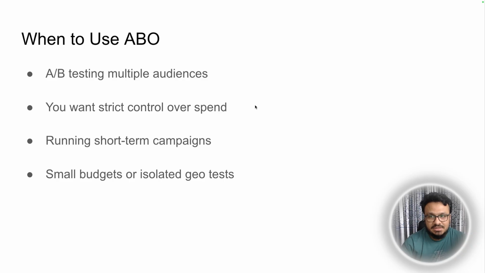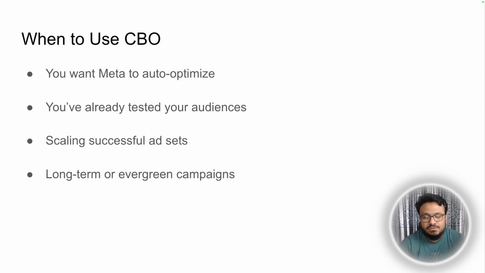If you're testing your audience, always go with ABO, because if you don't allocate the budget on the ad set level, Facebook's just going to go with the best performing audience first, and then it's going to be messed up. It won't have enough room to test your audience. That's why you want to go with ABO if you want to test your audience. Scaling successful ad sets. Again, if you have already tested your audience and now you want to test the ad creatives, then you want to go with CBO.